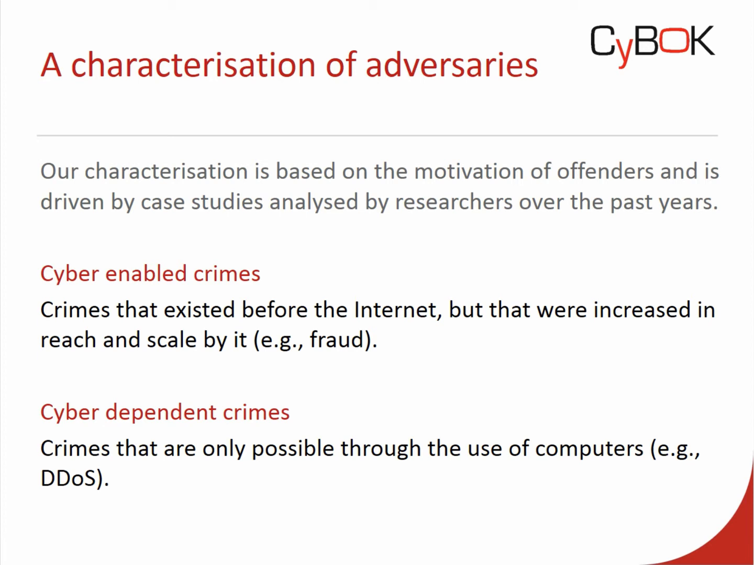Broadly speaking, when we talk about crimes in particular and cybercrime, many of these adversarial behaviors are driven by criminal intent, not all of them. But when we talk about criminal operations, there are two types of cybercrimes that have been identified by research. The first one is what we call cyber-enabled crime. And essentially, these are crimes that existed before the internet, but that were greatly facilitated by the internet, both in reach and in scale.